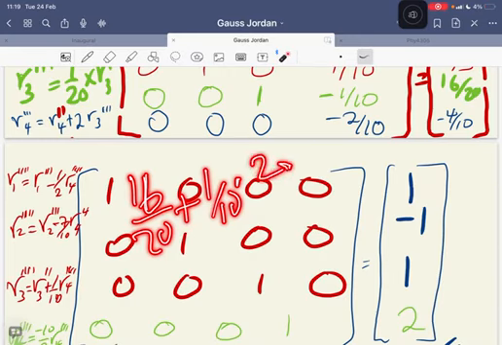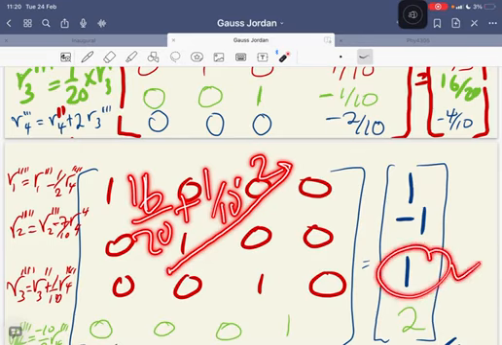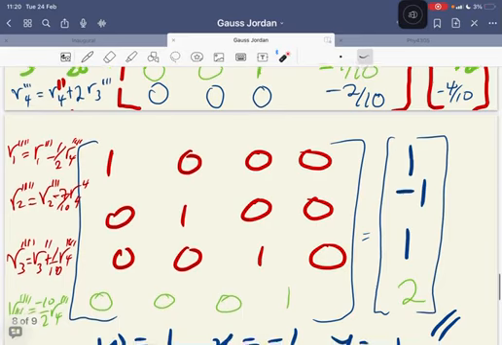So 16 over 20 is the same as 8 over 10. 8 over 10 plus 2 over 10 is going to be 10 over 10. 10 over 10 is 1. Finally, we got it. So this is our final result.